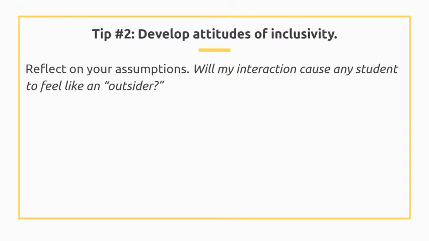Tip number two: develop attitudes of inclusivity. Now more than ever, it is important to remember that our students' academic success is directly affected by their unique circumstances and cultural backgrounds. Reflect on your assumptions. Will my interaction cause any student to feel like an outsider? You may wish to use this as a check your assumptions checklist as you reflect.